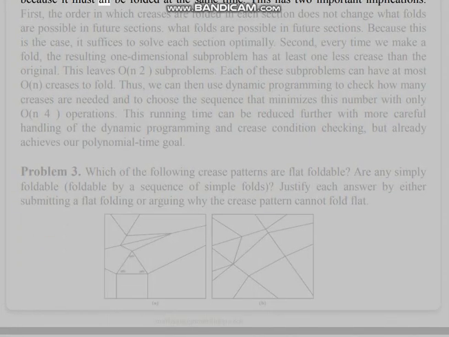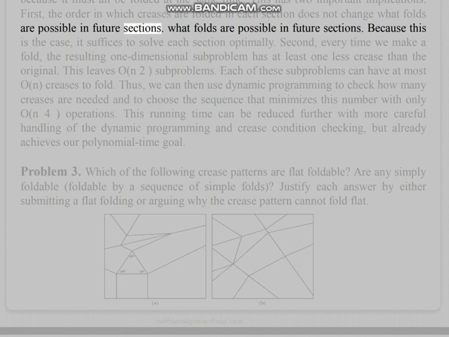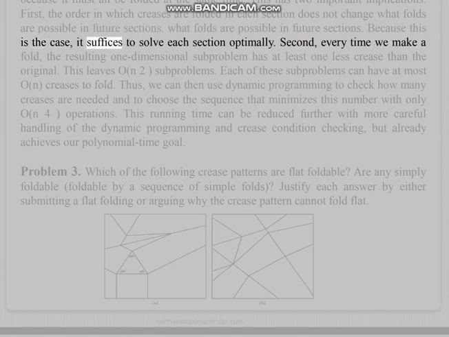Because it must all be folded at the same time. This has two important implications. First, the order in which creases are folded in each section does not change what folds are possible in future sections. Because this is the case, it suffices to solve each section optimally.